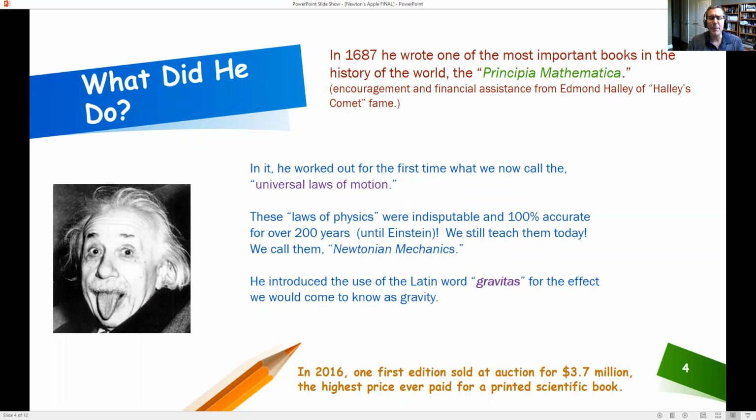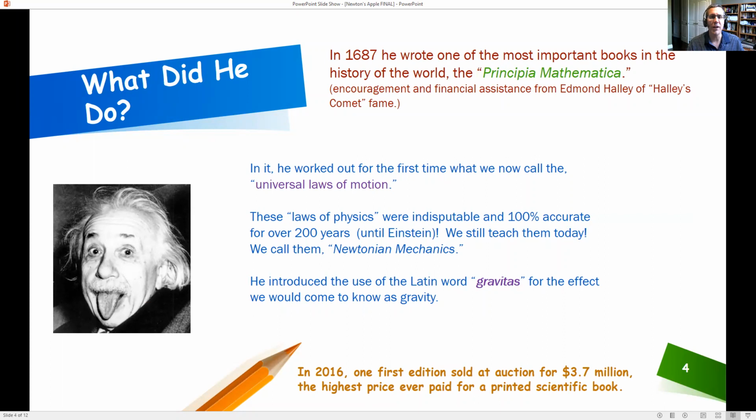In this book, the Principia, as he was working out the universal laws of motion, Newton introduced the use of a Latin word, gravitas, which is the way he kind of summarized this effect that we would come to know later as gravity. So we're going to talk about gravity today, and most of us have heard the word gravity. We know what gravity is, but Newton was the person who worked this idea out. And so he initially called it gravitas.